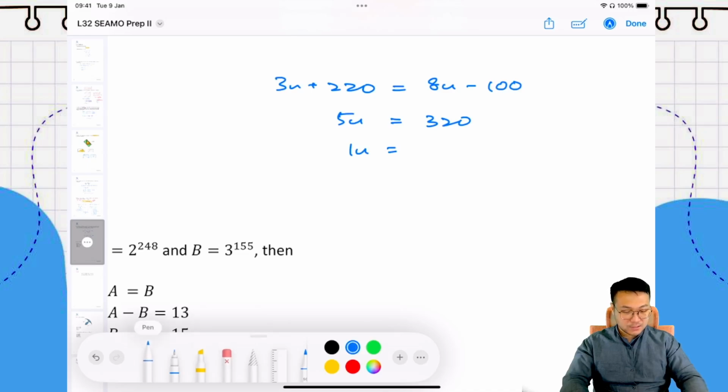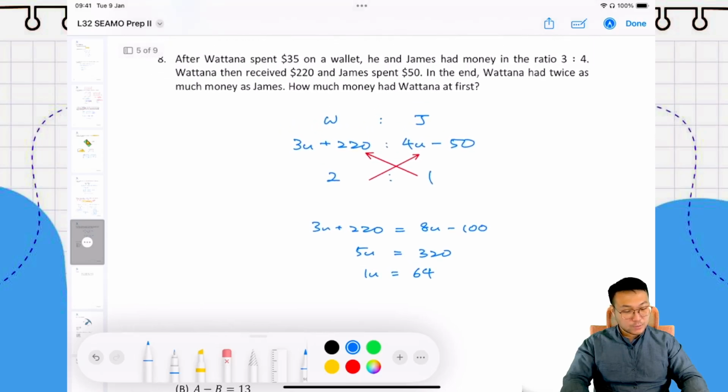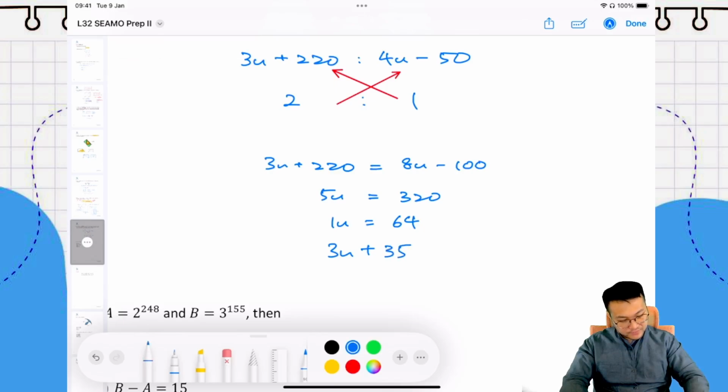Sorry. What is 320 divided by 5? Yeah. 1 unit must be 64, okay? They're asking how much money did Watana have at first. So how many units did Watana have at first? 3 units plus 35. Very good, Lian. At least you spotted the 35. A lot of students forget the 35, you know. So you need 3 units plus 35. That means you have 64 times 3 plus another 35, which will give us $227. Thank you, Lian. Good job.